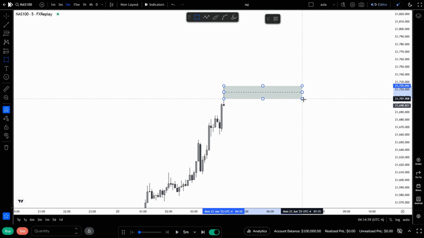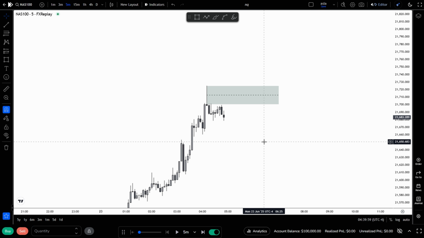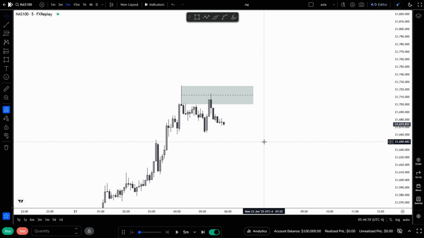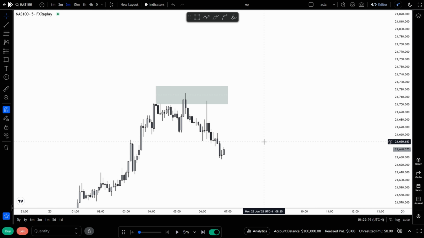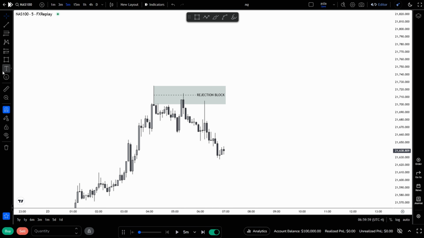If I mark this wick out like this, you can see that price eventually reacted from that level and the setup worked out. Now this reaction might look random at first glance, but in reality it is not random at all. The reason it's not random is because for a rejection block to be valid, we need confirmation. And that confirmation usually comes in the form of a candle close.